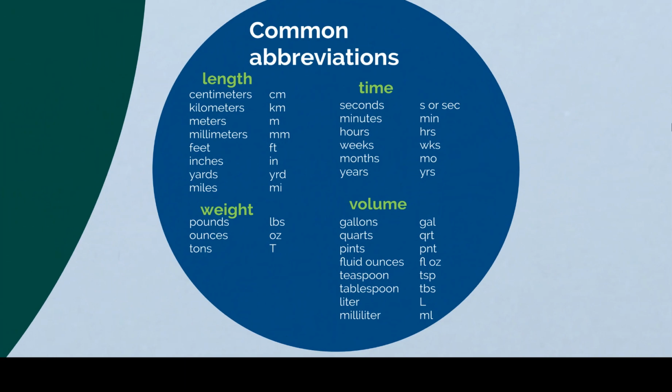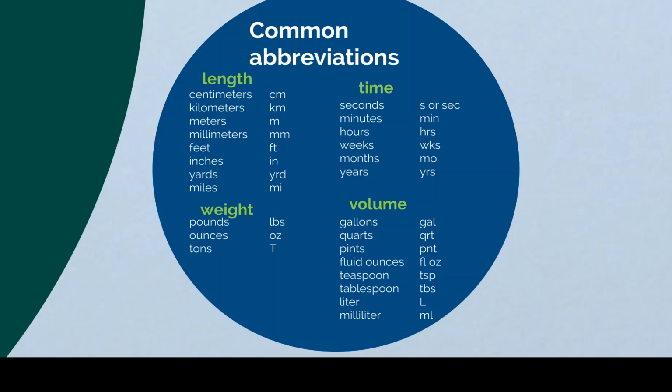It's important to be familiar with abbreviations for units of measurement so you can recognize what unit is being used. If you don't already know these, take a moment and pause and write them down, because writing something down is a good way to process the information and to put it into your long-term memory. So length, we could talk about length in centimeters, which would be cm, or kilometers, which would be km, meters, which is just m, or millimeters, which is mm.